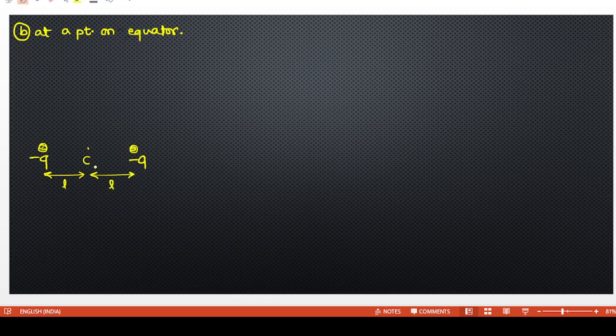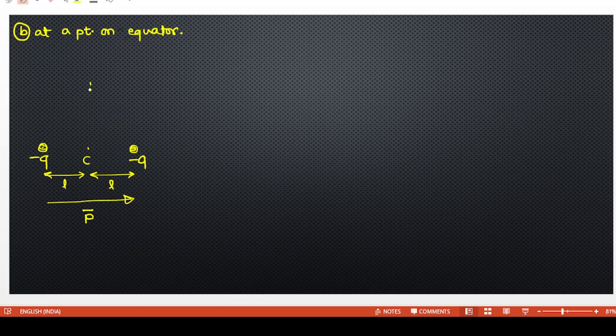Second bit B. At a point on the equator, electric field due to dipole at a point on not axis but on equator of the dipole. Now leave some space here above the dipole. Draw with me. This is plus Q. Let's say this is minus Q. This is center of the dipole. This is half length L of the dipole. This is remaining half length L of the dipole. So total length will be 2L. This is the dipole moment, negative to positive, P bar.